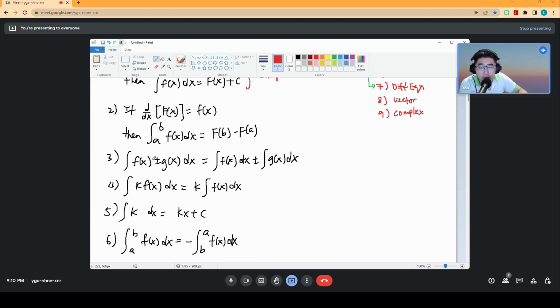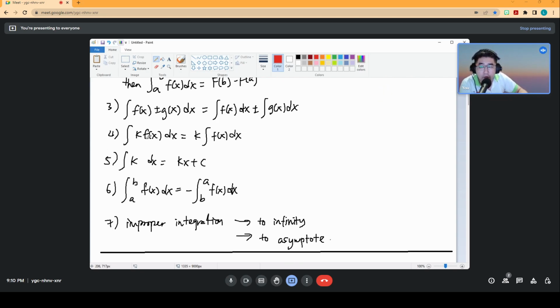Number 3, if we have the integral of f(x) plus minus g(x), we can actually integrate them separately. In number 4, if I have k times f(x), I can take out the k before I do my integration. Number 5, if I have a constant, it will go to kx. Number 6, if I have limits a to b, I can actually switch the position of the limits, and it becomes negative of b to a. And of course, students will be expected to know how to do improper integration from P1. This is to infinity and to asymptotes. So students should be familiar with these 7 basic rules.